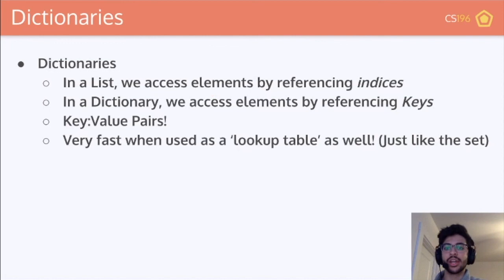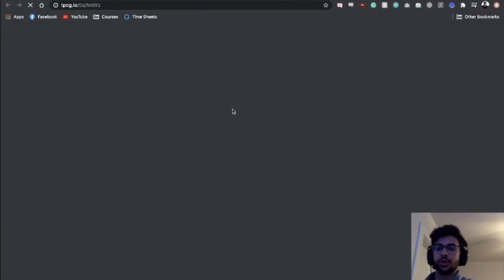They are key value pairs, and I'll show you exactly what I mean by that in an example. They have the same exact qualities as a set in terms of fast lookup times. So if you want to look up if a key is inside of a table, it is very fast, just like the set compared to a list. So let's look at a quick example, and I'll show you guys a common use case of dictionaries as well.